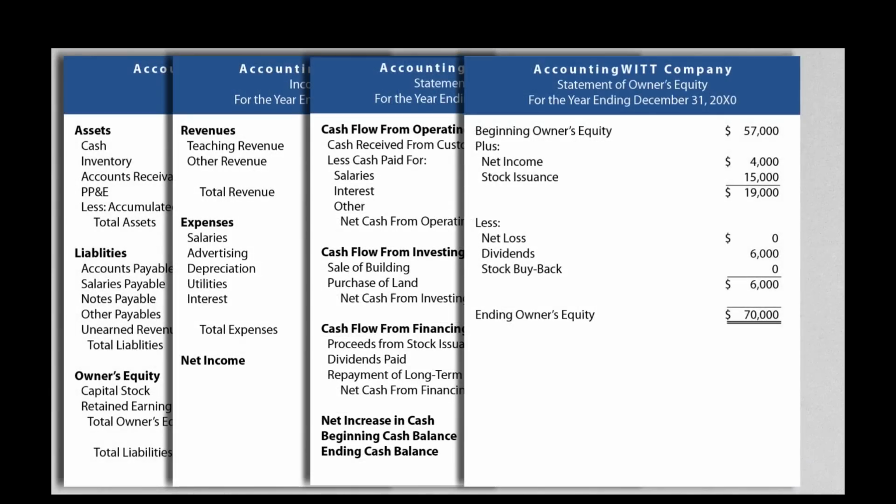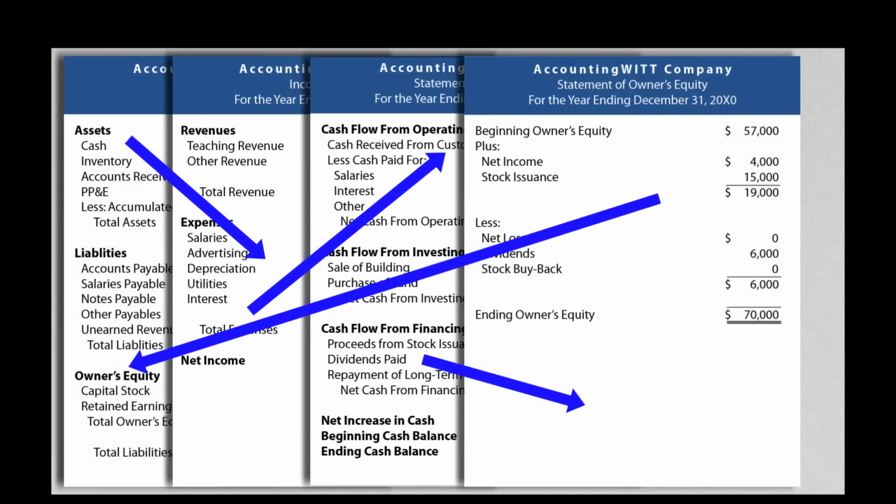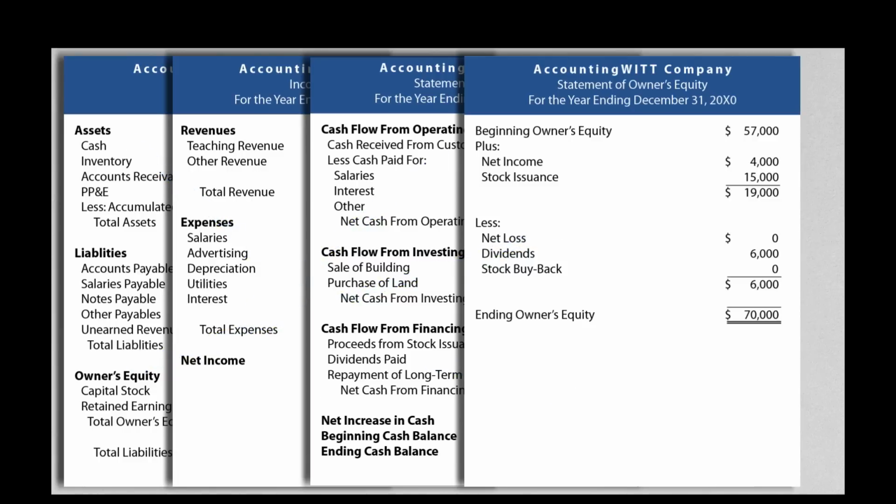What is interconnectivity? Interconnectivity is just a fancy way of saying that the four required financial statements are all intertwined and connected. Amounts from one statement may flow into and impact another statement. The details pertaining to a specific account balance on one statement may be provided on another statement.